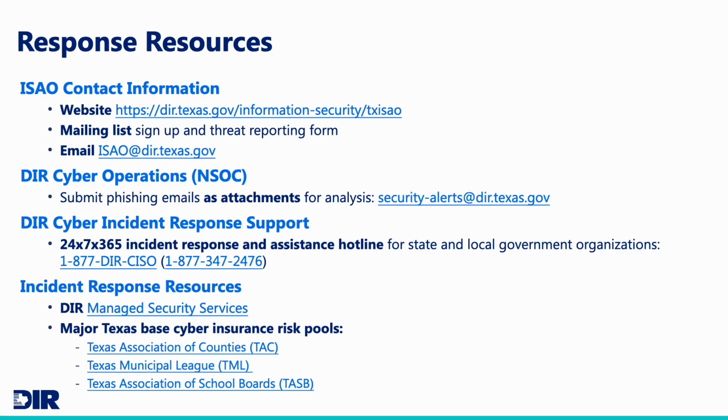Here's some additional resources and contact information that you'll have in your packet. We talked about earlier, if you get a phishing email and you're not sure about it, you can email it to DIR Cyber Operations, in the INSOC there, security alerts at dir.texas.gov. If you get a weird email, you think it's phishing, you want to get it checked out, you can email it to that email address. They'll check it out and let you know if it's good to go or not. And then they'll also send you any indicators of compromise, things that you need to look out for that you can implement into your operations.